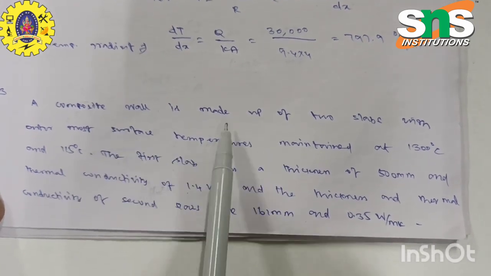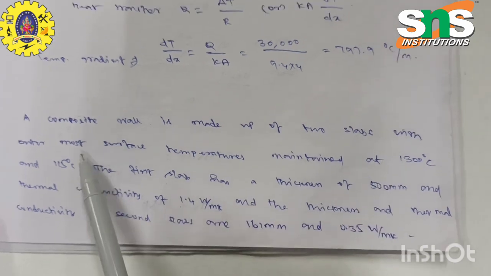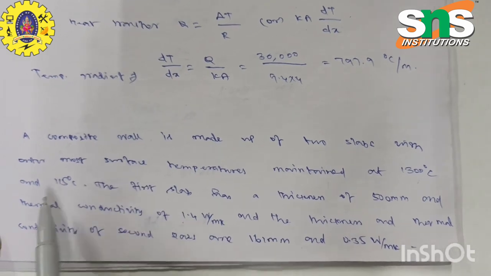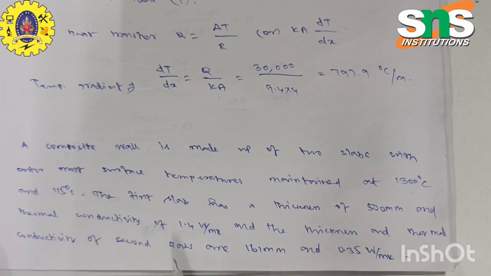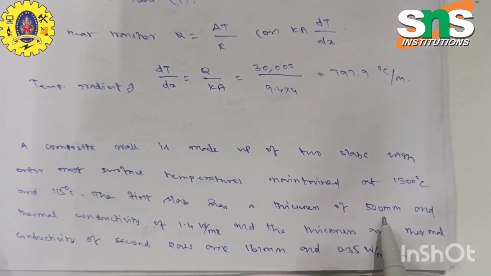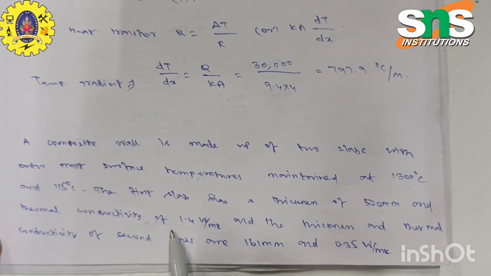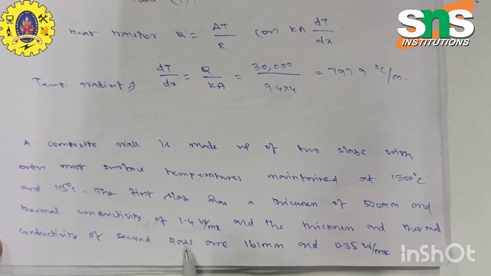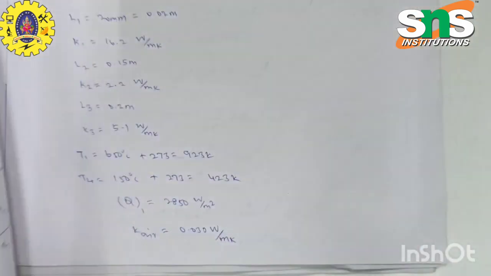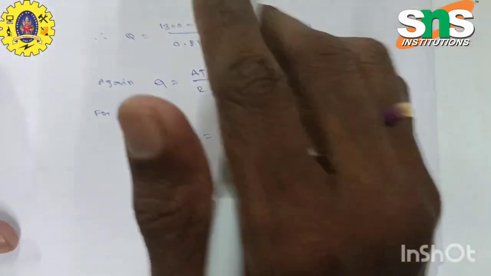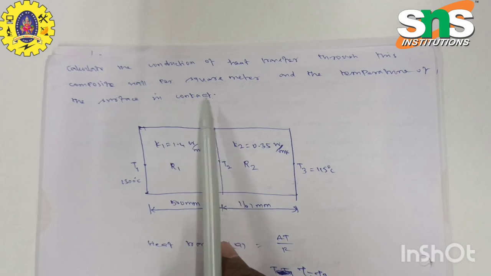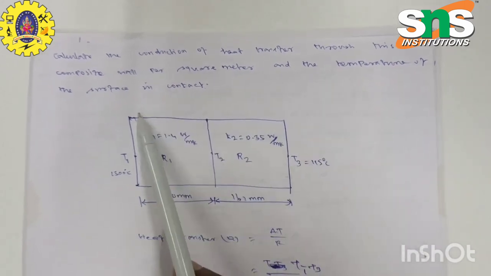A composite wall is made up of two slabs with outermost surface temperatures maintained at 1300 degrees Celsius and 115 degrees Celsius. The first slab has a thickness of 500 mm and a thermal conductivity of 1.4 watt per meter Kelvin, and the thickness and the thermal conductivity of the second slab are 161 mm and 0.35 watt per meter Kelvin. Calculate the conduction heat transfer through this composite wall per square meter, and the temperature of the surface in contact.